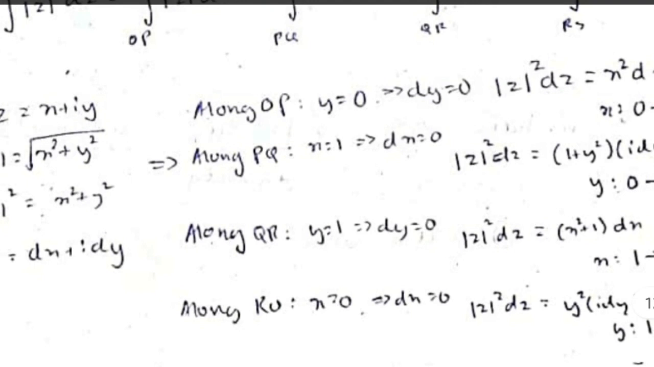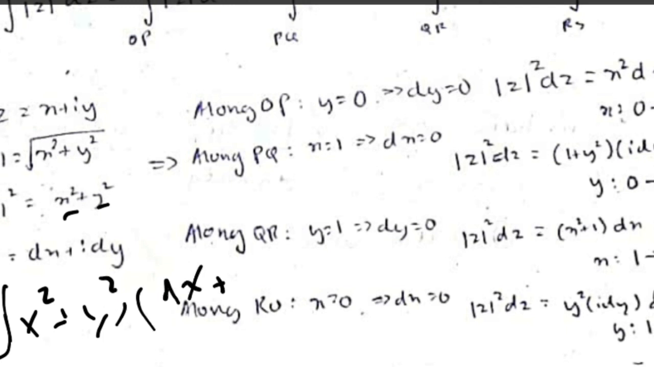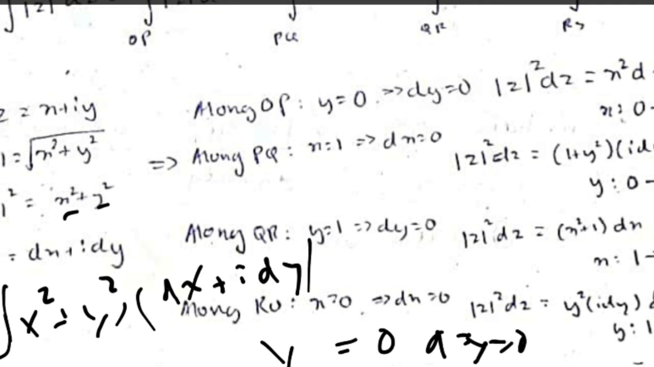So we'll be taking only that integration part where x is there. Mod z square is equal to x square plus y square, so we'll have the integral of the form (x square plus y square) into (dx plus i dy). In the first case, we have y as constant and dy is 0. y and dy both are 0. So in this case, we can eliminate y and dy.